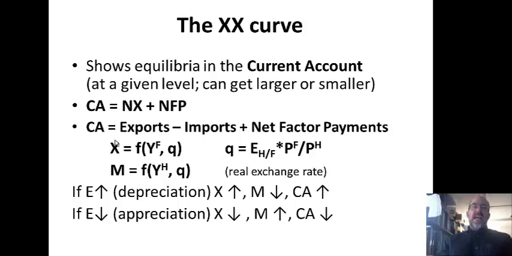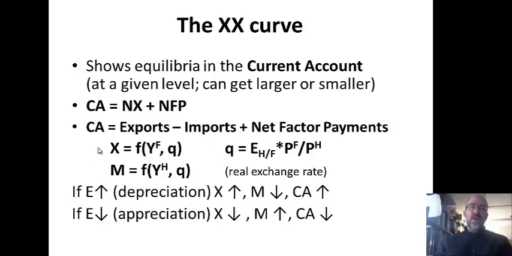Okay, so exports are a function of foreign income and the exchange rate. Imports are a function of home income and the exchange rate. As domestic residents have more money, they're going to buy more from abroad. As foreign residents have more money, they're going to buy more exports from the home country. And then again, the big part is the depreciation and appreciation.